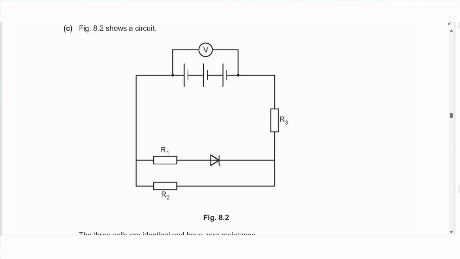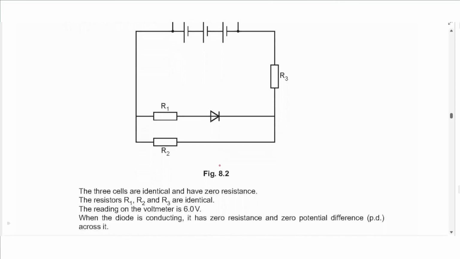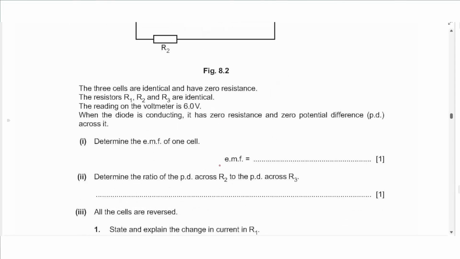Part C says figure 8.2 shows a circuit. We have 3 cells with a voltmeter connected in parallel, a resistor in series with 2 resistors R1 and R2 in parallel, and a diode connected to R1. The 3 cells are identical and have 0 resistance. The resistors R1, R2, and R3 are identical. The reading on the voltmeter is 6 volts. When the diode is conducting, it has 0 resistance and 0 potential difference across it.